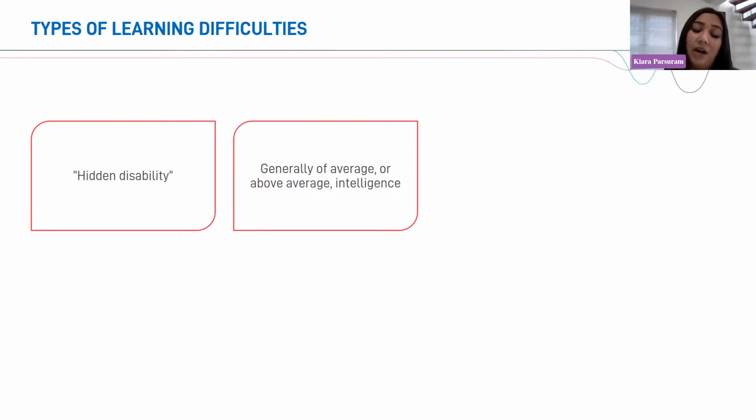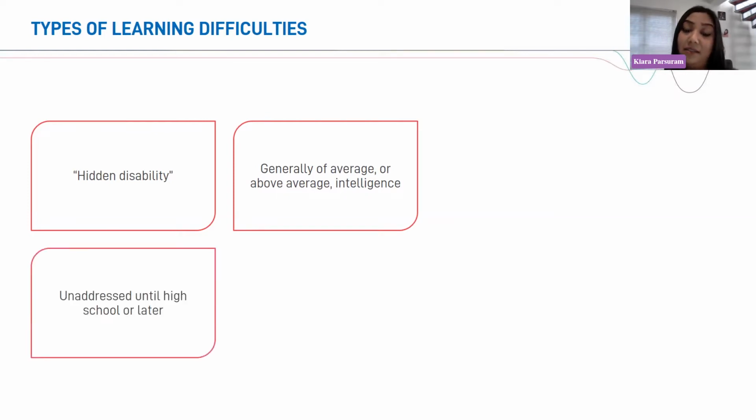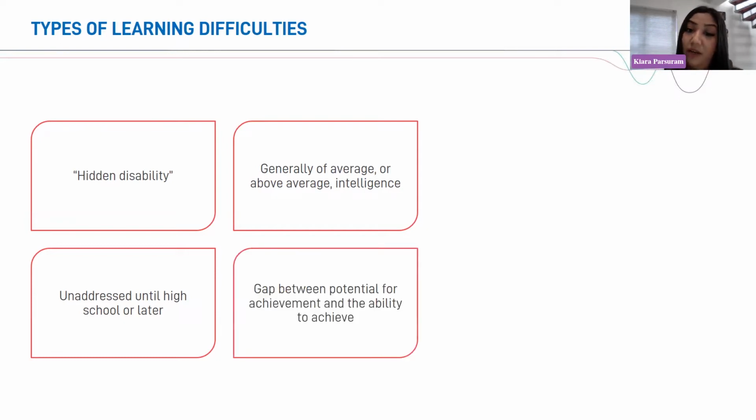And the reason why we call it a hidden disability is because a lot of students feel like they might be labeled or stereotyped because of these disabilities. That actually results in a gap between an individual's potential for achievement and the ability to actually achieve. So it often hampers their processing of information as well as their future potential success. We always say it's better to speak about it than keep it bottled up and hidden.